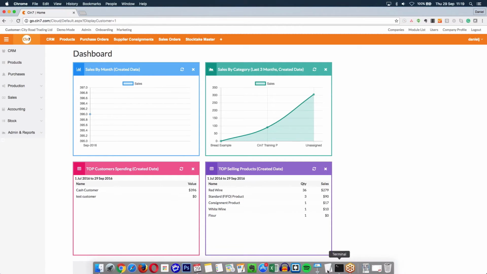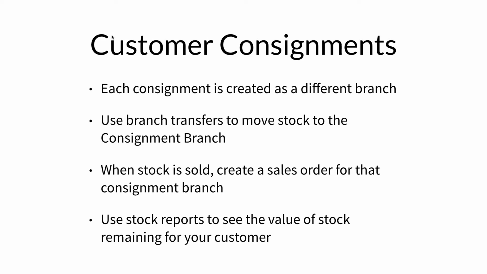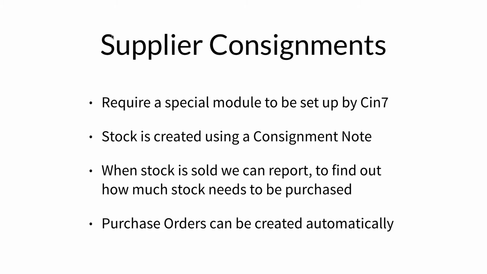So let me just go back to my presentation here, and we'll talk through supplier consignments. All right, so supplier consignments require a special module to be set up by Cin7, so we don't ship this by default when a new account is provisioned. So if you need to use supplier consignments, you'll need to tell the customer success person that's been dealing with you to set it up for you. Or you can ask the support team, submit a ticket, and they'll add that module in for you.